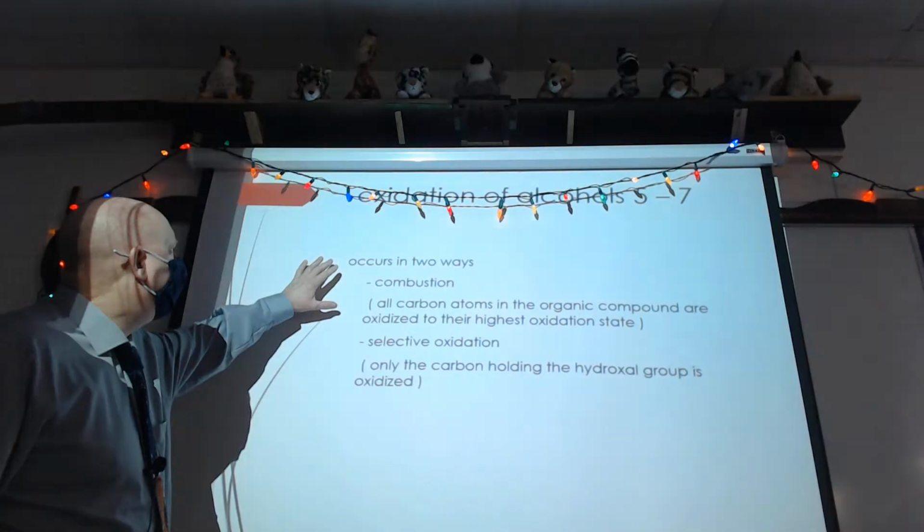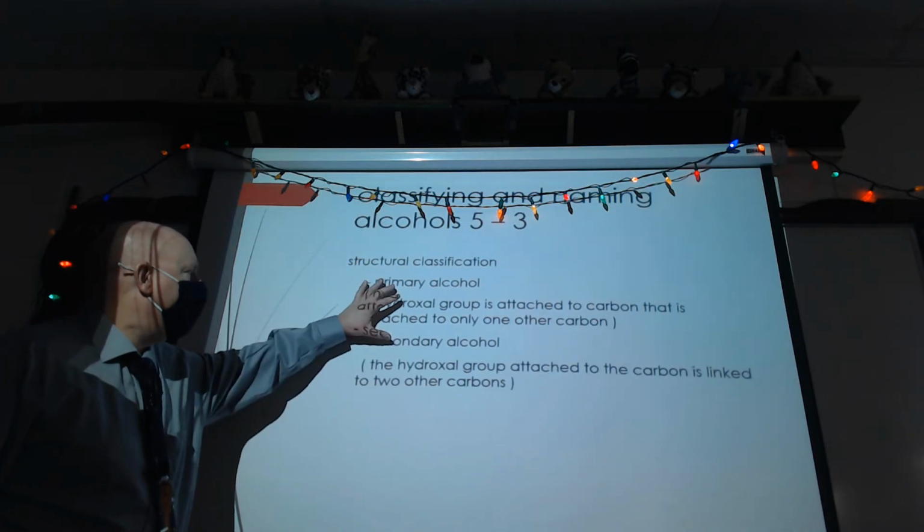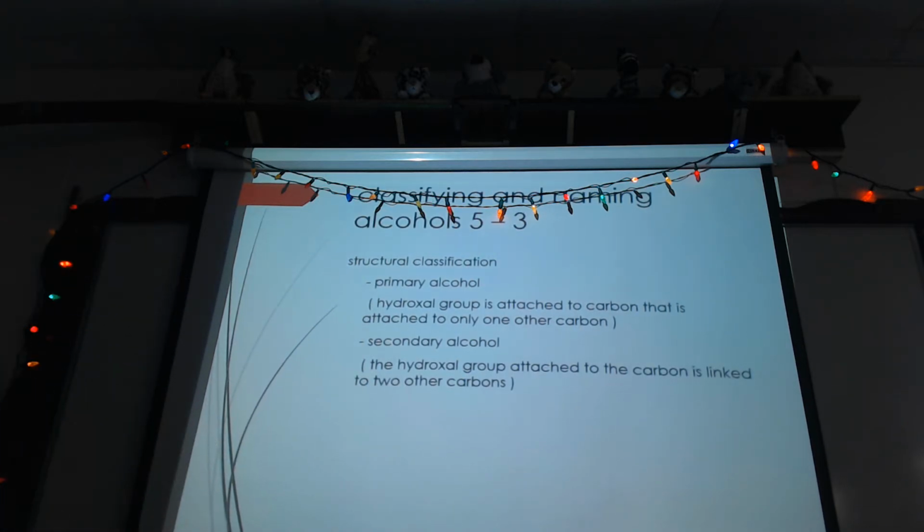As we look at this, a primary alcohol means that the OH is attached at the end. That's what it means by one other carbon. That means the OH would be on the first carbon, like ethanol, propanol, butanol. If you wanted to say 1-propanol, 1-butanol, 1-pentanol, that's fine, but it's not necessary. It's just understood that it's on the first carbon, and that carbon is only attached to one other carbon.